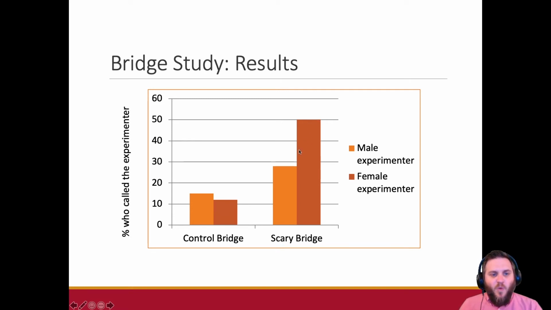But then you can see quite a huge difference, almost more than a 20% difference in the men who called the female experimenter versus who called the male experimenter on the Capilano Canyon bridge. And so what is the explanation for this? Well, it's a pretty easy explanation.